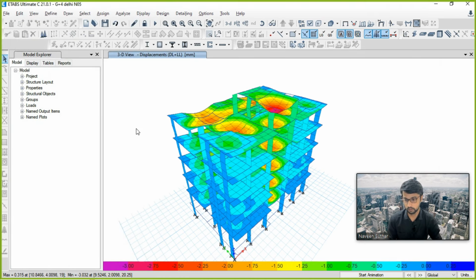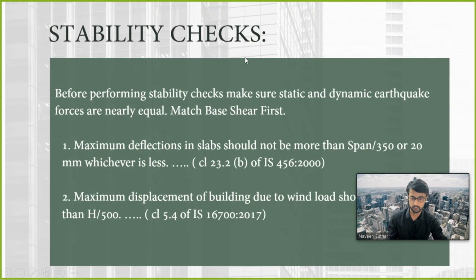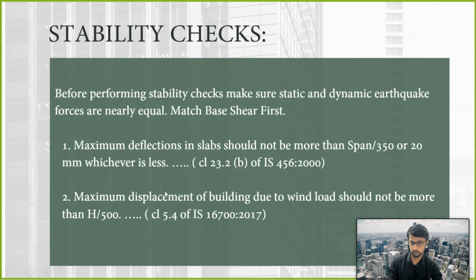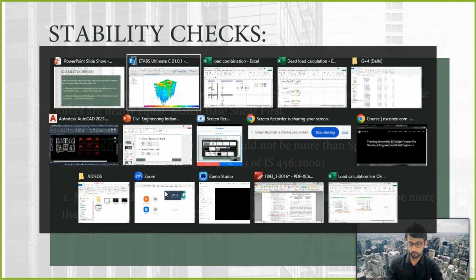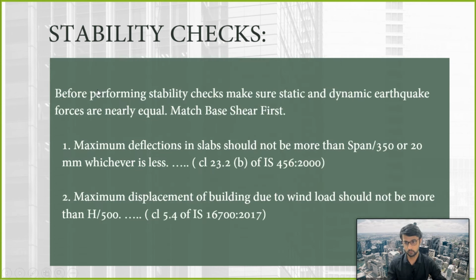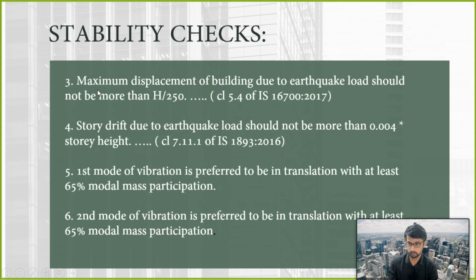So here you can see we are getting only 3 mm of maximum deflection. I think it is very less, and we can go to the further check. The maximum displacement of the building due to the wind load should not be more than H divided by 500. We have not considered any wind load here, so let's go to the next check.